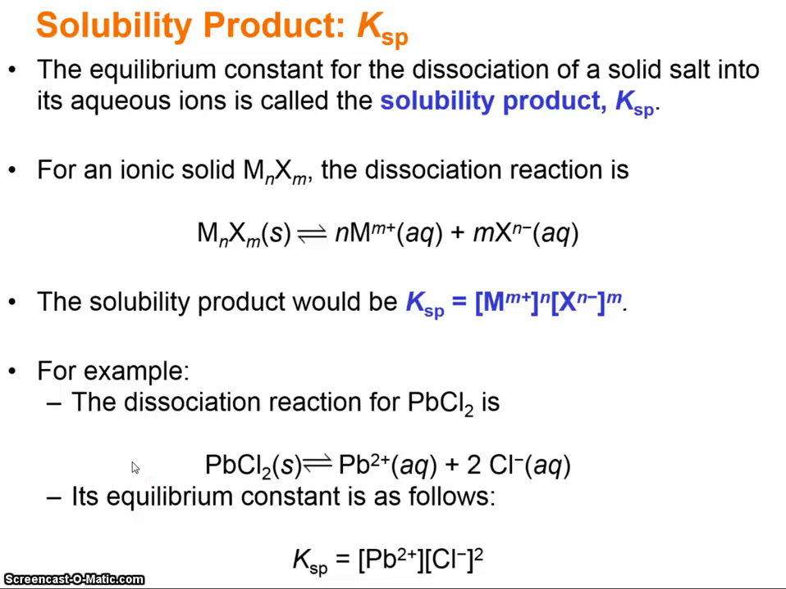For example, the dissociation reaction for lead chloride, PbCl2: lead chloride solid dissociates into lead 2+ aqueous and 2 Cl minus aqueous. And our KSP is the concentration of lead 2+ times the concentration of chloride ions squared.